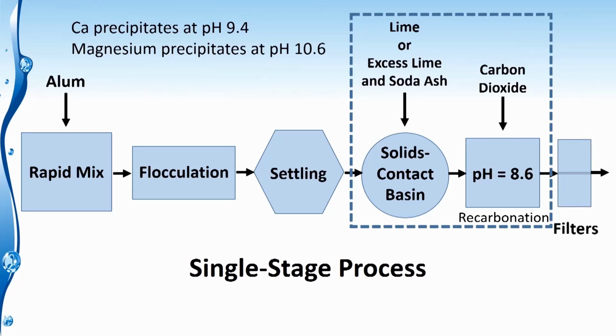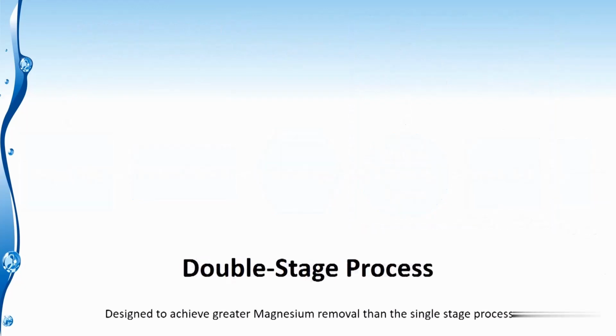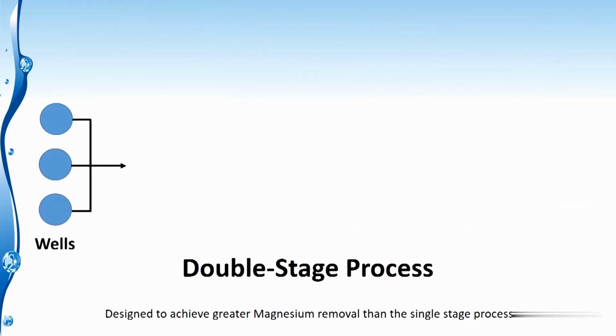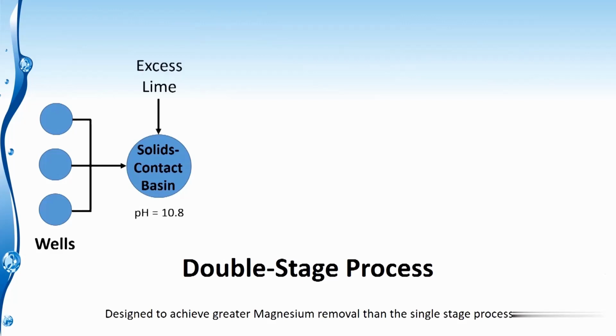Now we're going to take a look at the double stage process. And for our example here, we're going to take some groundwater from multiple wells and send them to the treatment plant. Because this groundwater is too hard, we're going to send it through a double stage process. So the first part of the process is we send it to a solids contact basin where we add excess lime. So again, because we're trying to remove magnesium, we're going to add extra lime to get the pH up to 10.8 or thereabouts, anywhere over 10.6 to get the magnesium to precipitate out.